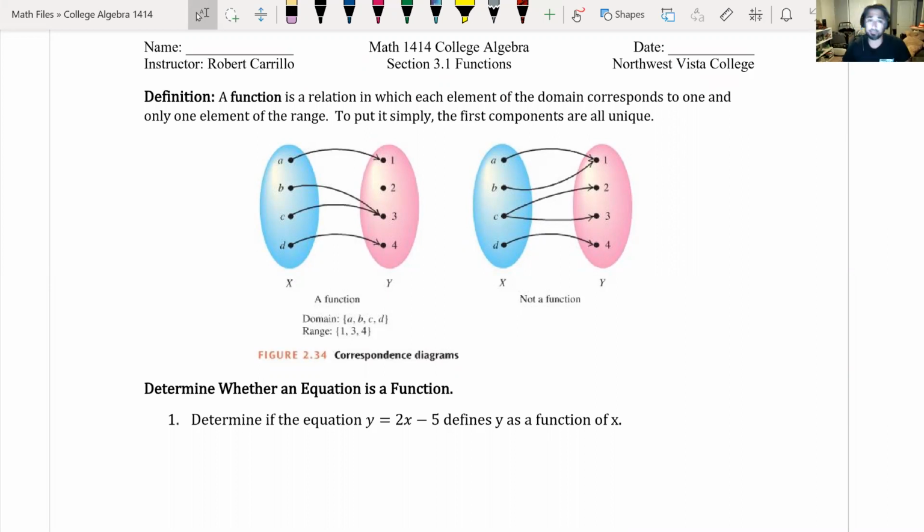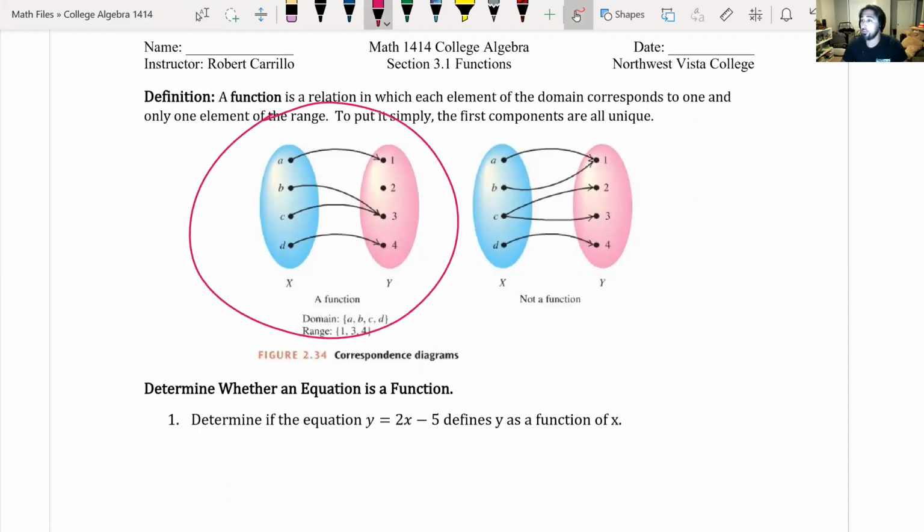So definition, a function is a relation in which each element of the domain corresponds to one and only one element of the range. To put it simply, the first components are all unique. So what this means in English is that for the domain, all the x values in the domain belong to one and only one y value in the range. So look at the little blobs below. They show the pictures of what a function is and what is not a function.